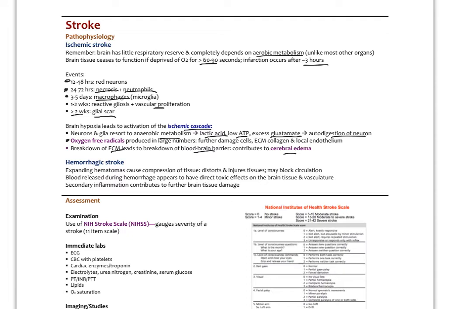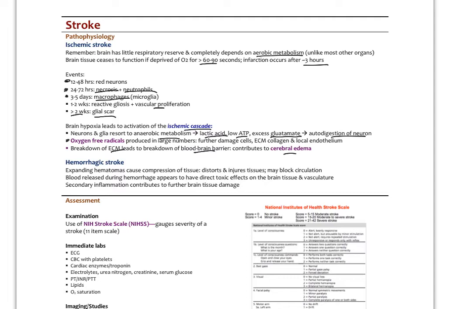In hemorrhagic stroke, we of course have a ruptured blood vessel. Blood is pooling and it's expanding into the brain parenchyma, but of course the skull is going to keep it from really expanding out, so it's going to just keep pressing and pressing and pressing and compressing brain tissue, and that might block further circulation.